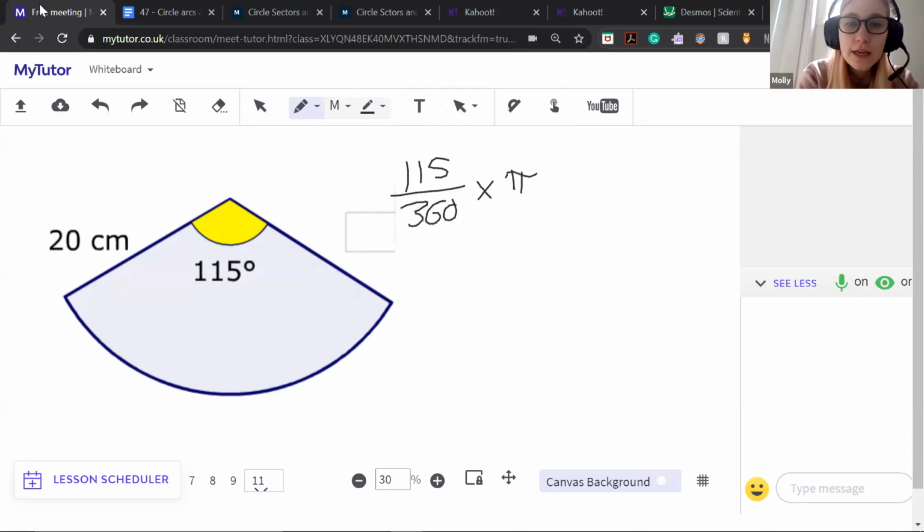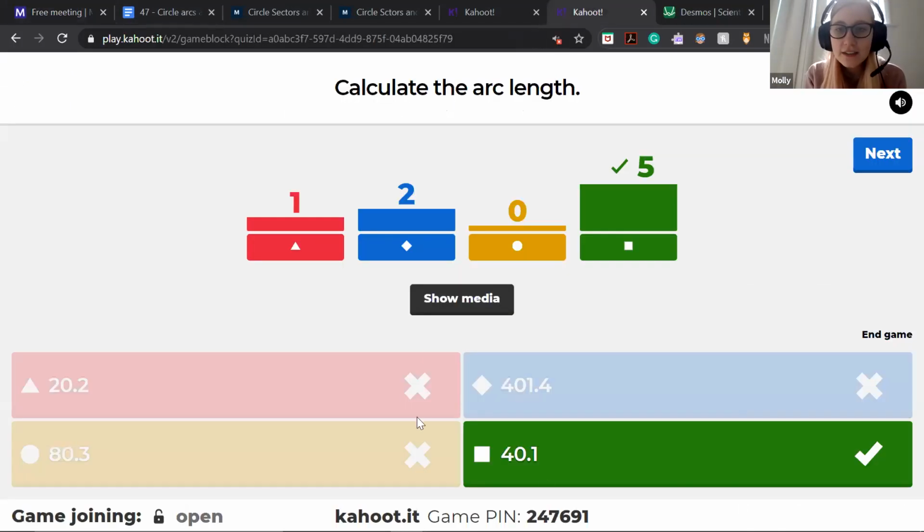So that's going to be pi times 40, because that's the diameter if the radius is 20. So if you pop this in your calculator, this is what you'll get.